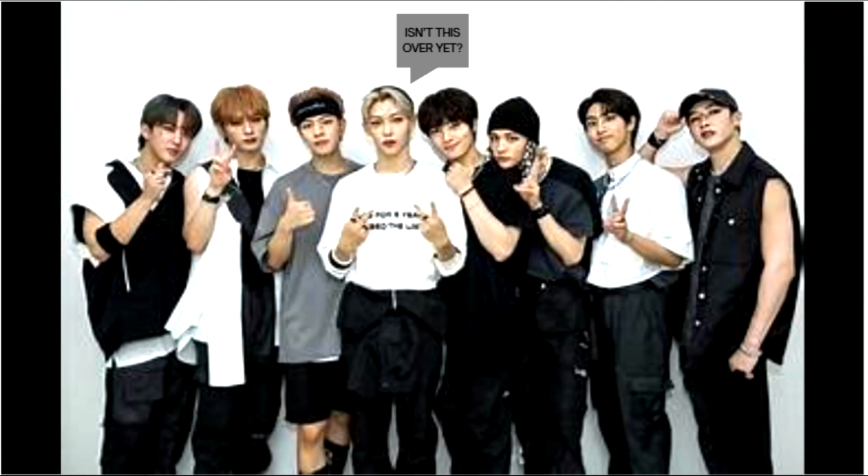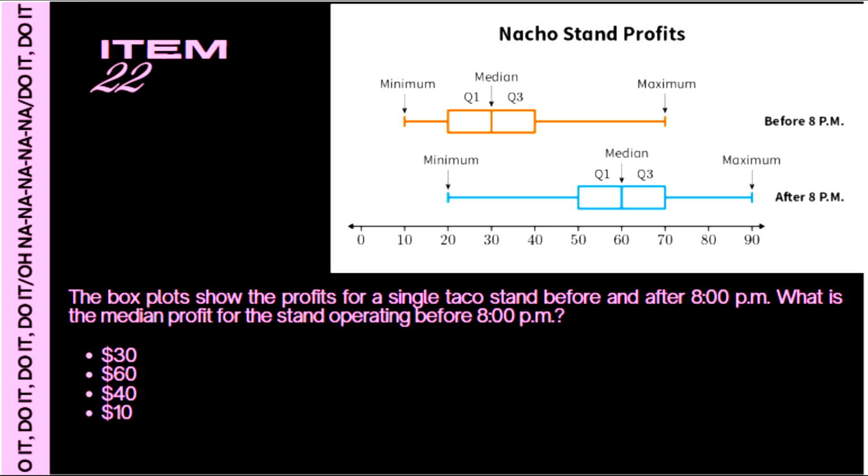It's almost over, Felix. It's okay. The box plot shows the profits for a single taco stand before and after 8 p.m. What is the median profit for the stand before 8 p.m.? It tells us right here. It says median, and you follow it down. So guess what? It's 30.